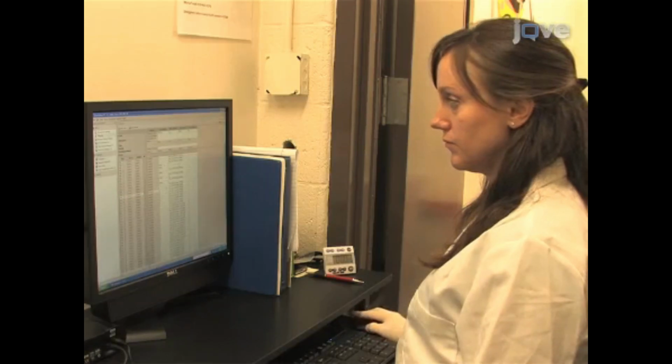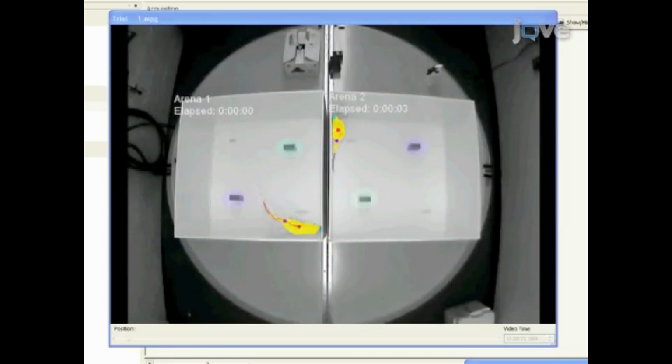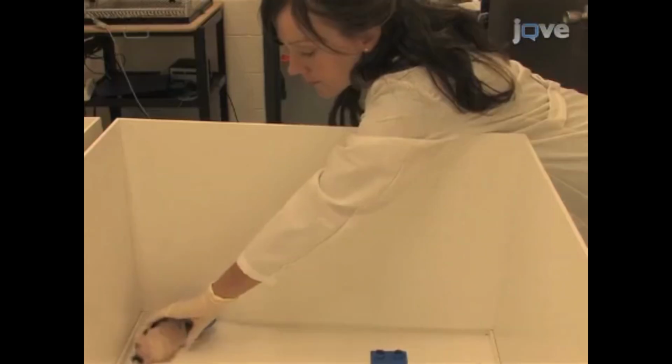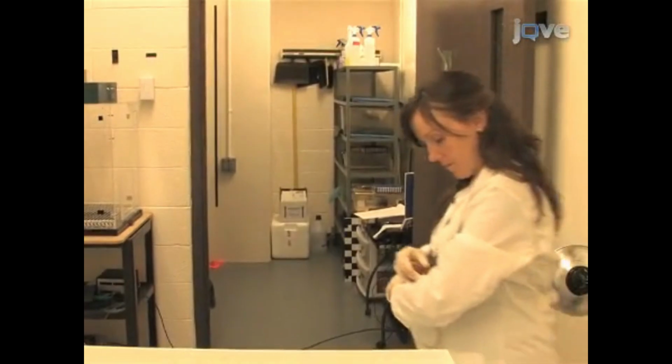Exploratory behaviors are scored using an automated tracking system. Exploration is defined as an animal's nose being within a 4 cm radius of and directed toward the blocks. When time is up, remove the animal to a holding cage for another 5 minutes. During this time, clean the testing arena with 70% ethanol.